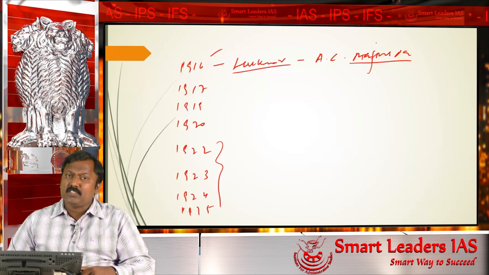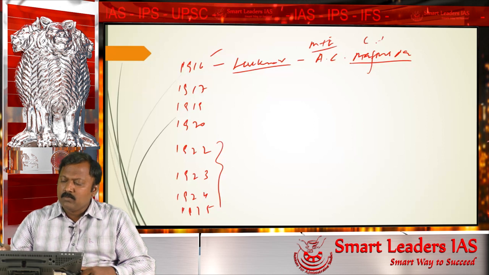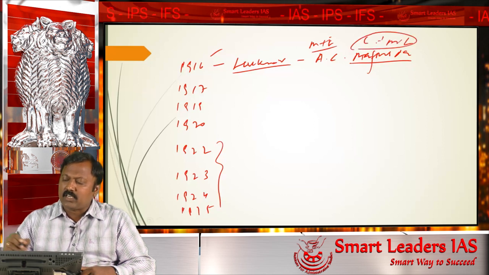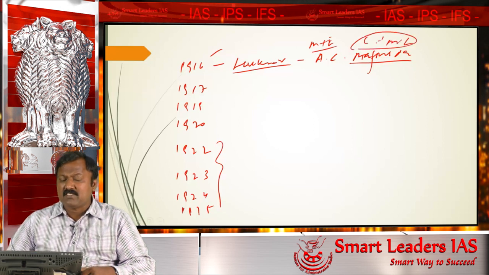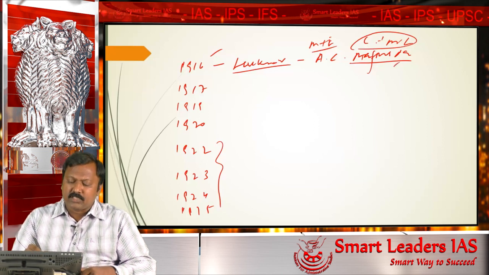Not only that, the moderates and extremists came together in the Lucknow session, and the Congress plus Muslim League also came together to work under a common program which we will discuss in later classes. So 1916 is A.C. Majumdar, Lucknow session.